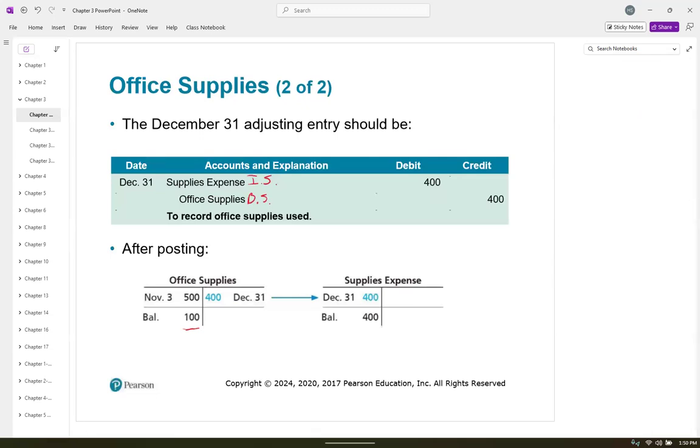Think about if you did not make this entry. Let's think about we didn't make that entry. We would not have this supplies expense. We'd have $500 on our balance sheet. We're telling our users that we have $500 worth of supplies. We don't really have $500 worth of supplies. We only have 100. So that 400 would fail to get over to the income statement. Our expenses would be understated. Our assets would be overstated. So we don't get good information if we don't do these adjusting entries.